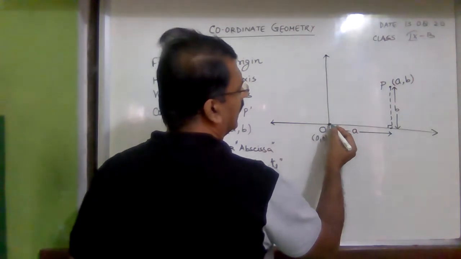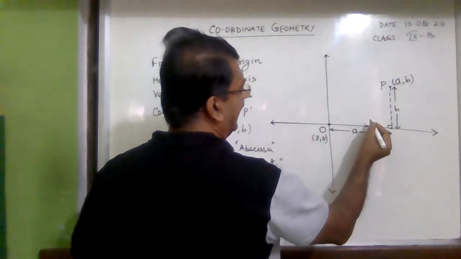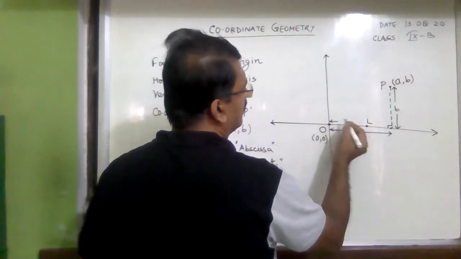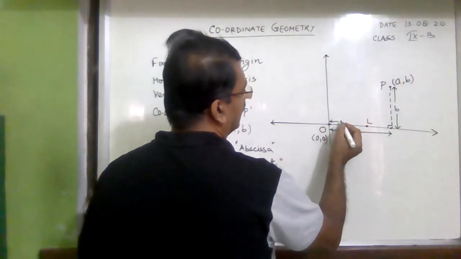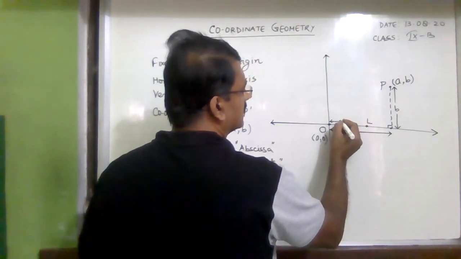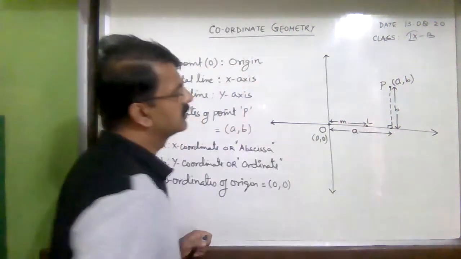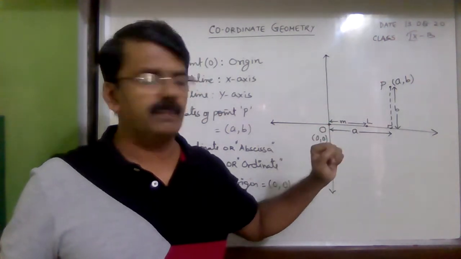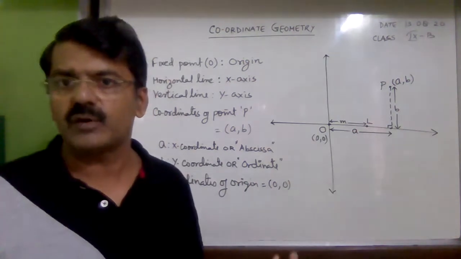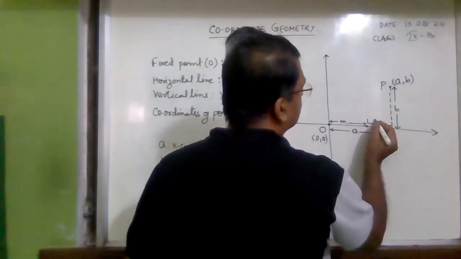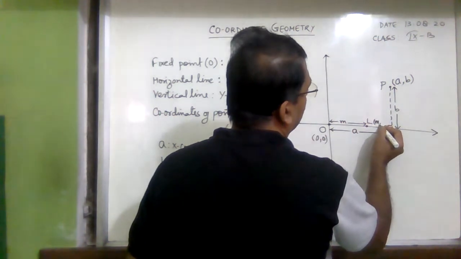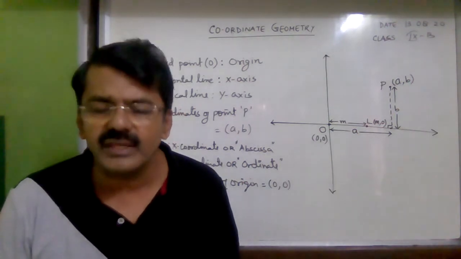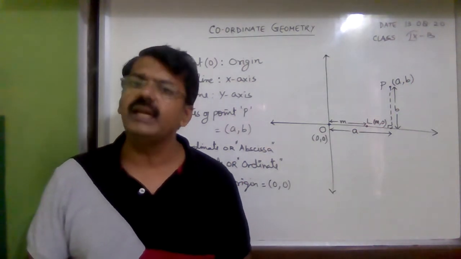One more thing. Suppose there is a point L on the x-axis, and the distance covered to reach L from origin is small m. So according to the rule, the distance covered along x-axis is m and the distance covered along y-axis is 0. We have not covered any distance along y-axis. So the coordinates of point L will be m, 0. So always remember, if a point lies on the x-axis, then its y coordinate will be 0.